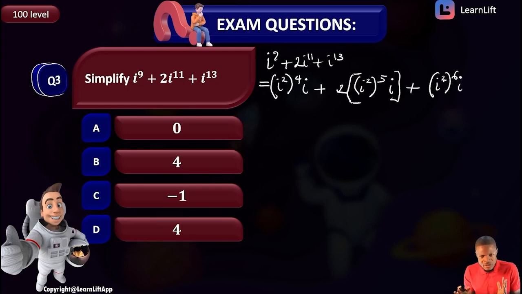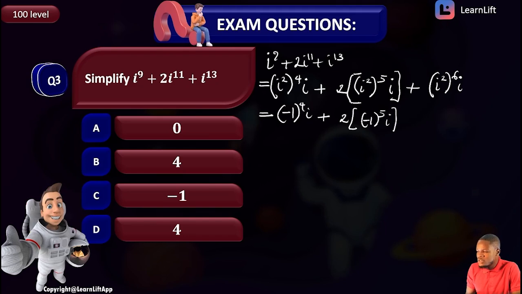Now, are you getting the entire concept? This is going to give you something lovely. What's your i square? i square is minus 1. So your minus 1 raised to the power of how many? 4. Then your i plus your 2 into our bracket. What is your i square? Minus 1. Minus 1 raised to the power of your 5. Then we have our i, right? Close the bracket. Plus, what are we going to have this to be? This is going to give you i square. What's your i square? Minus 1. Minus 1 raised to the power of how many? 6. Right? Then your i.